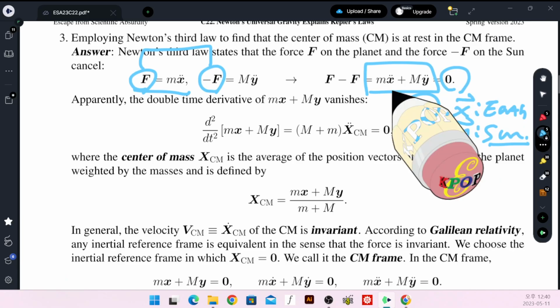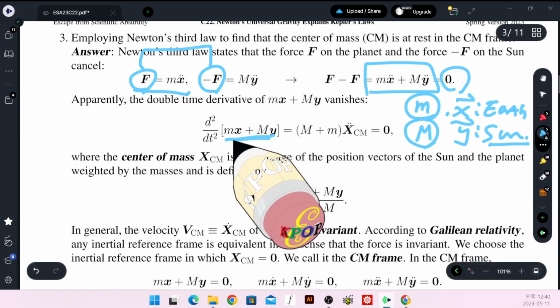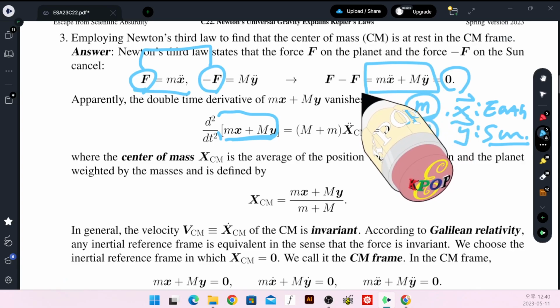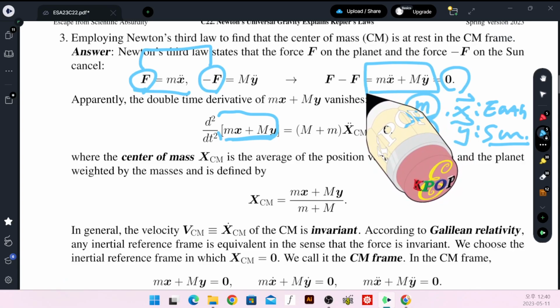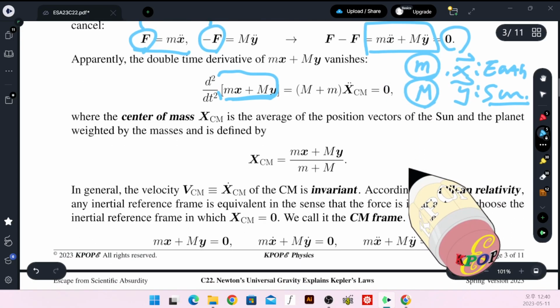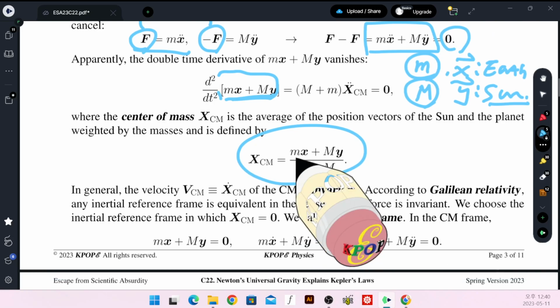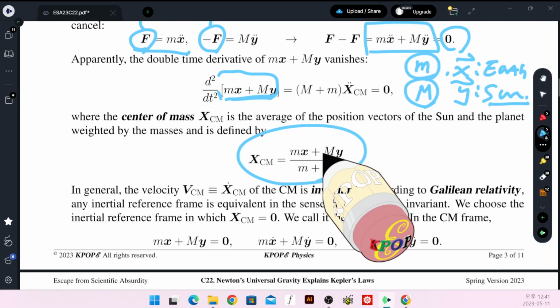Okay, the double derivative is zero. Double derivative of this is zero, as long as the mass is independent of time, and that is true in Newtonian mechanics. We recall that the center of mass of two particles is the average of the positions weighted by their own masses.